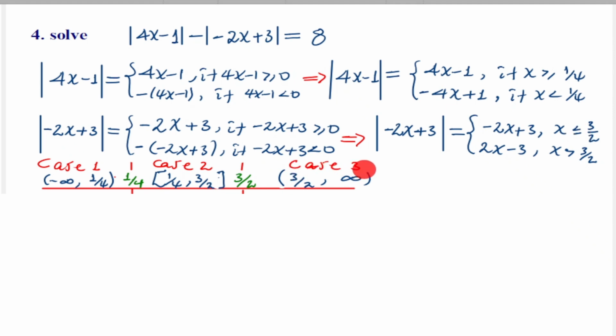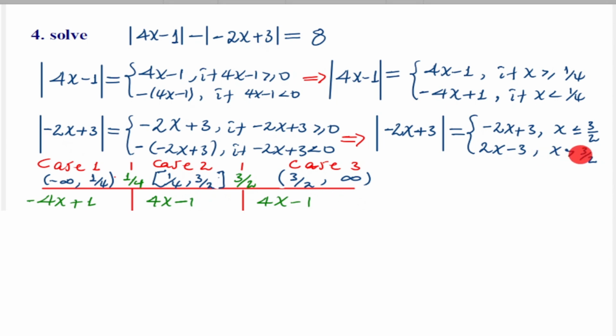And the third case doesn't include 3 over 2, because here it is only greater than; there is no equal sign. When x is less than 1 over 4, the output of this absolute value is minus 4x plus 1. Here we write minus 4x plus 1. When x is greater than or equal to 1 over 4, the absolute value of 4x minus 1 is 4x minus 1. So we write here 4x minus 1.